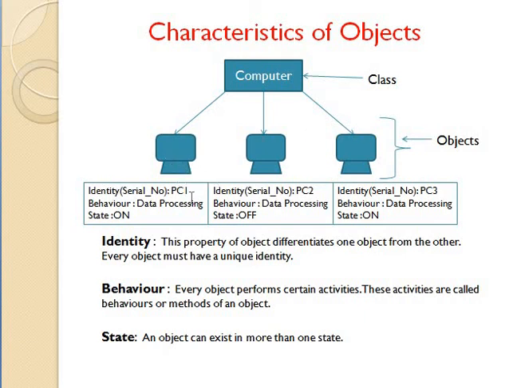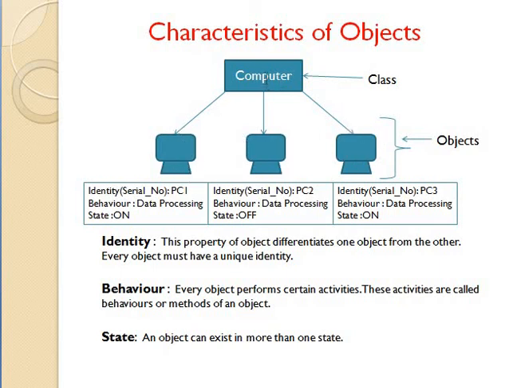The next one is the state. An object can exist in more than one state. For example, a computer can be in different states. It can have the state as on, or the state as off, and it can even have the state as hibernate or standby, etc. Now, in the given figure, we have three objects.